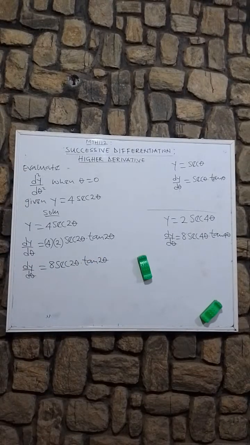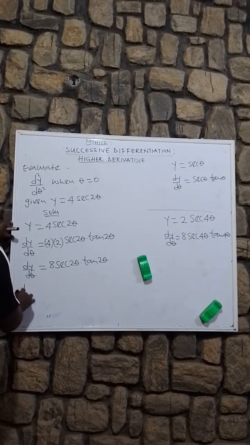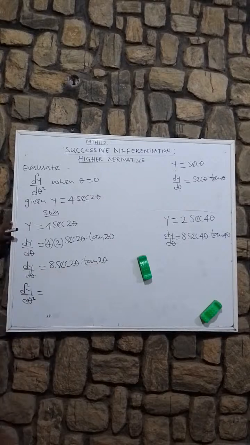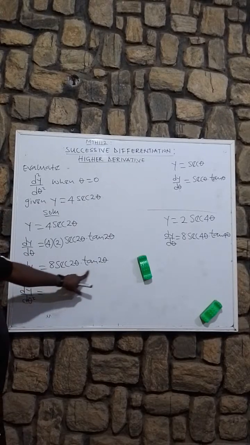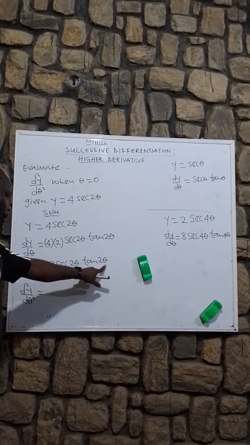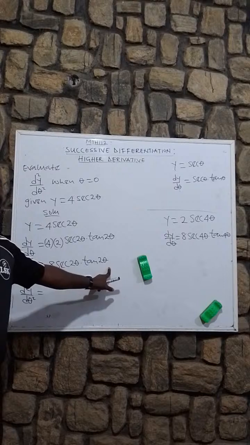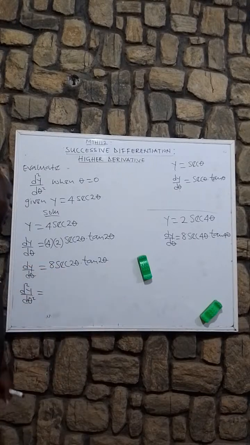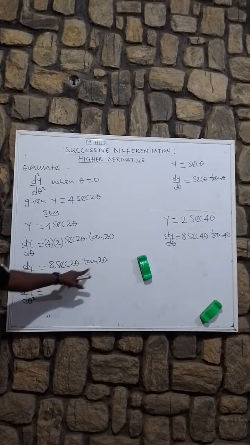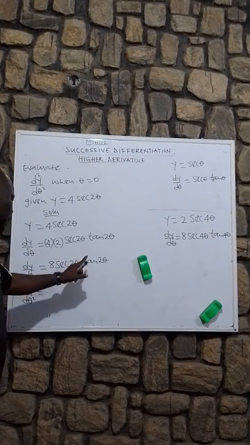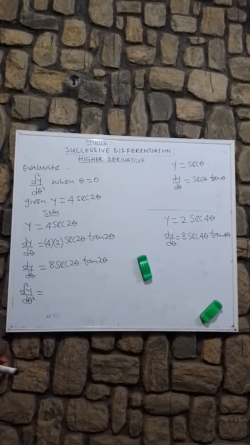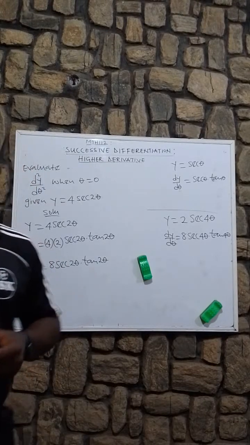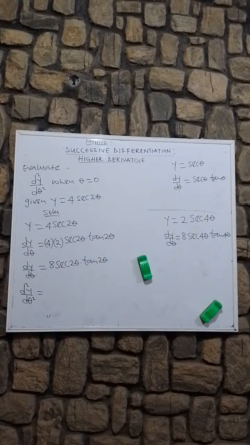True or false? So for us to obtain d square y over d theta square, look at this. We can use product rule or we can differentiate this function directly. We differentiate this one, hold this one, use to multiply, then hold this and differentiate this one. Or you use product rule, whichever way you want to do it.